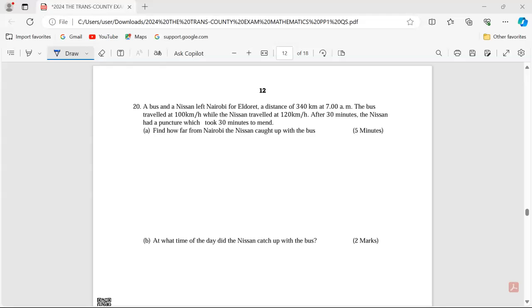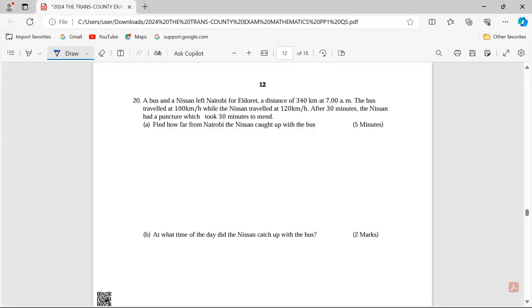We're going to discuss relative speed, linear motion, Form 2 mathematics, paper 1, number 20. A bus and a Nissan left Nairobi for Eldoret, a distance of 340 kilometers, at 7 a.m. The bus traveled at 100 kilometers per hour, while the Nissan traveled at 120 kilometers per hour. After 30 minutes, the Nissan had a puncture, which took 30 minutes to mend. Part A. Find how far from Nairobi the Nissan caught up with the bus.